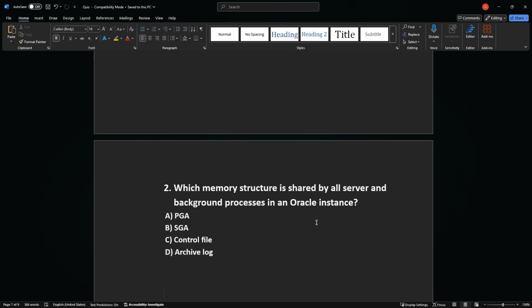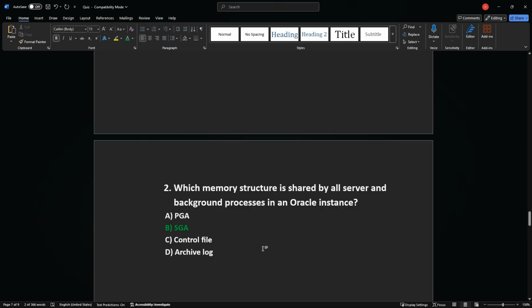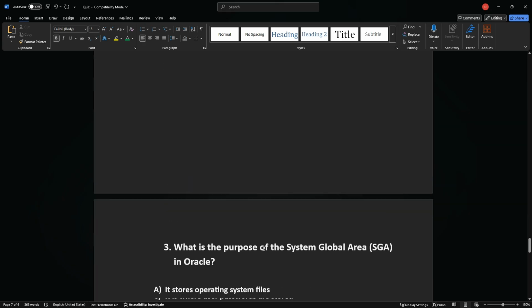Any clue with anyone? Just give it a try, right or wrong, that's fine. SGA. Yes, Justin said SGA. System global area or shared global area, we call it in the memory structure. That is shared by all server and background processes in the Oracle instance. That's correct. The right answer is SGA.